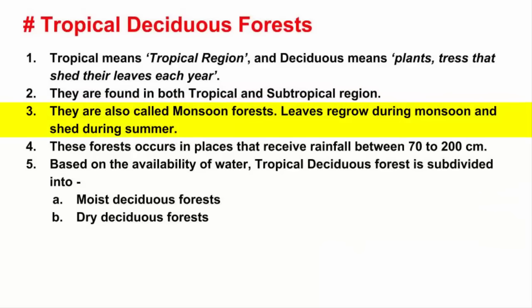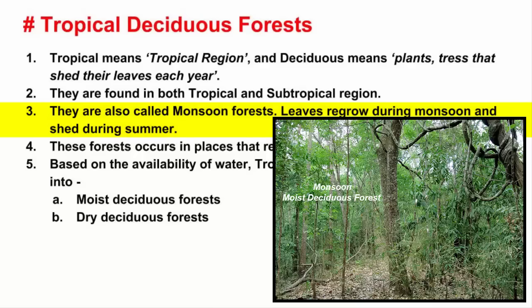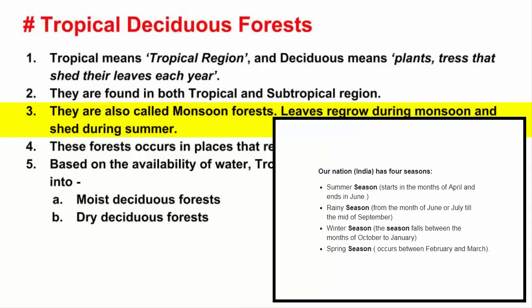Now, these forests are also known as monsoon forests because the trees in these forests shed their leaves during the dry season and again regrow during monsoon. In India, the monsoon or rainy season usually starts from July till September. That is right after the summer season.